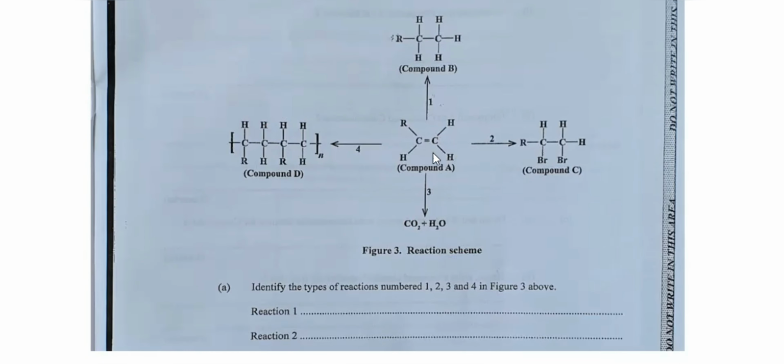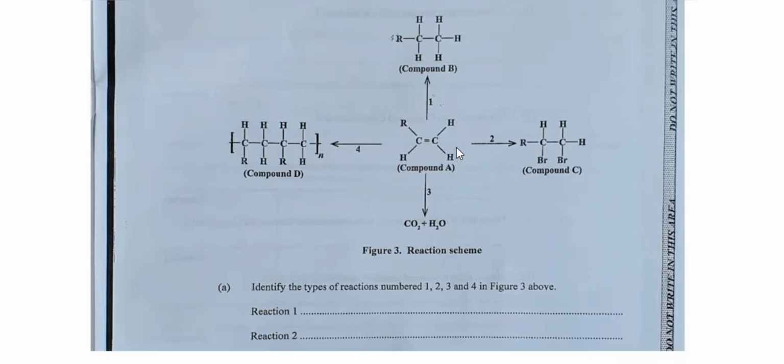Now notice the difference between compound A and compound B. Compound B has 2 more hydrogens than compound A, which means that you have added 2 hydrogens to compound A to change it to compound B, which means that this is a hydrogenation reaction. Remember, we looked at reactions of organic compounds. So this is a hydrogenation reaction.